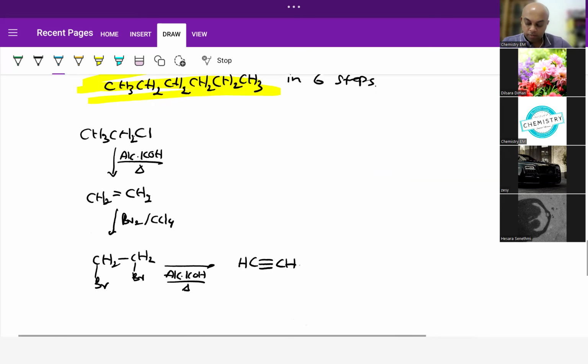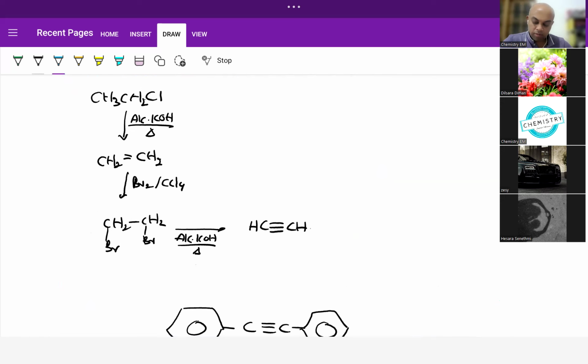Now we have this compound. What I am doing is adding sodium. When sodium is added, we have something like this. Sodium is added to both ends.